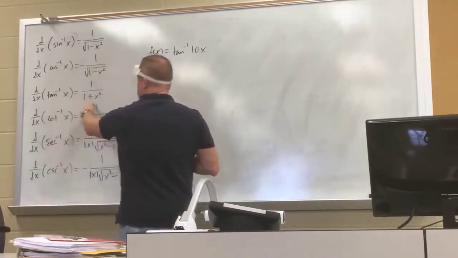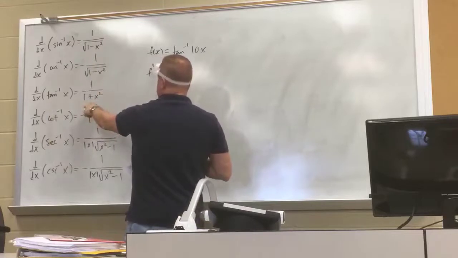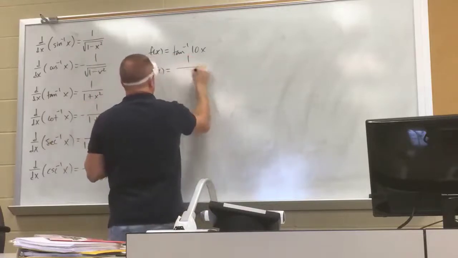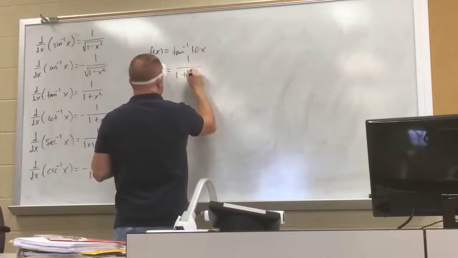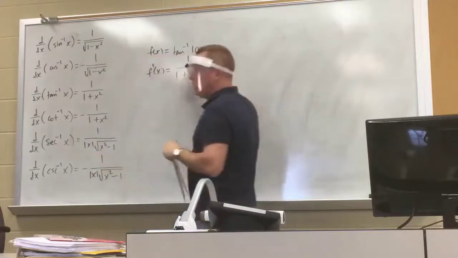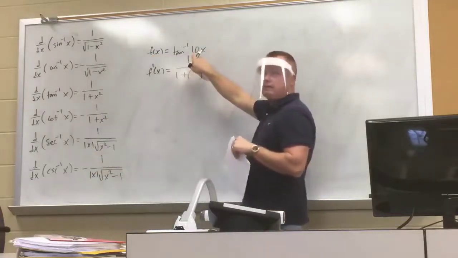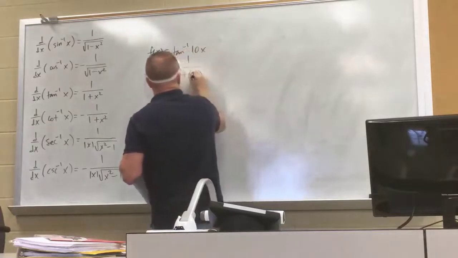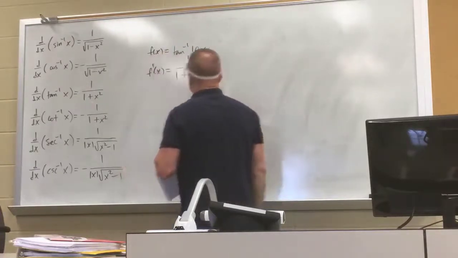Here is the formula for inverse tangent. So it's 1 over 1 plus x squared. And notice in the place of x here, inside, I've got 10x. So I'll need to put 10x, and then that's squared. Okay.